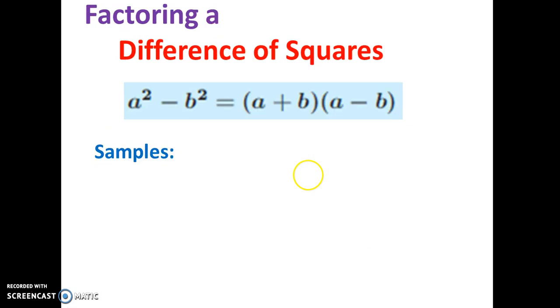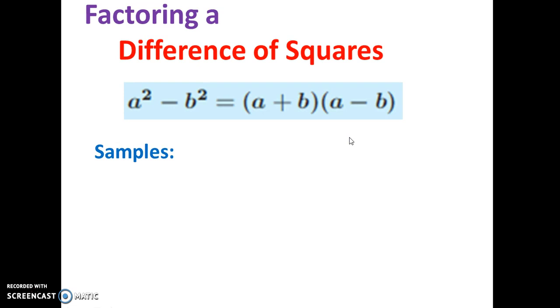Now let's look at what's called a difference of squares. Here's an expression, a squared minus b squared. This is called a difference of squares because we have something squared minus something squared. Difference in mathematics means subtraction. So something squared minus something squared. Whenever you have an expression like that, it factors into this: (a plus b)(a minus b).